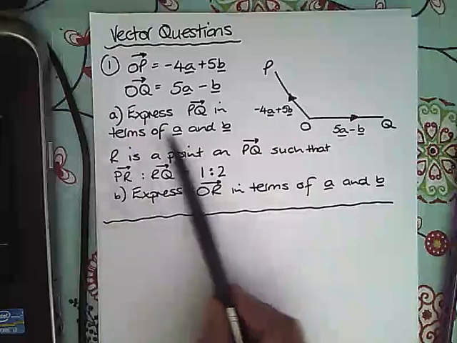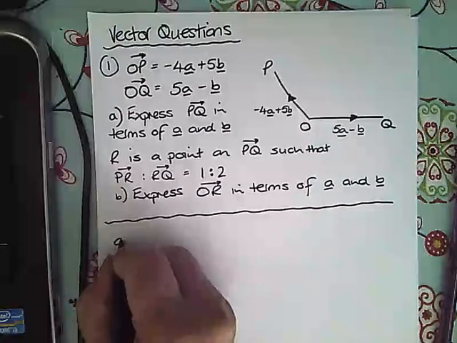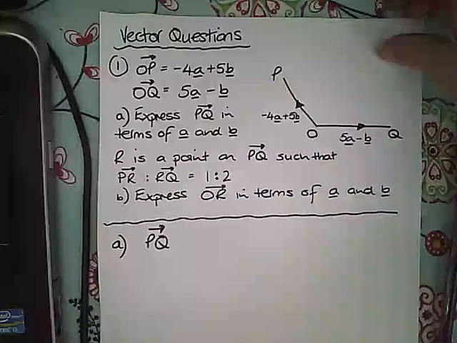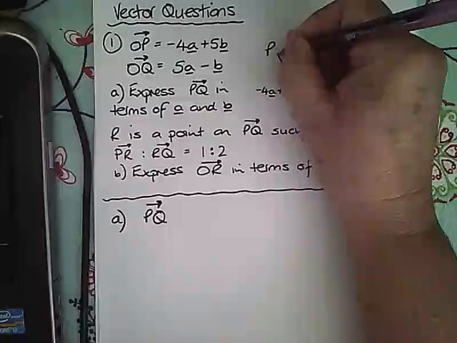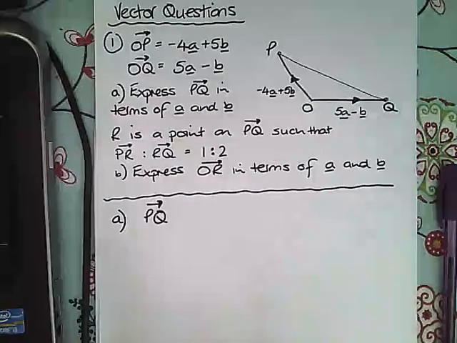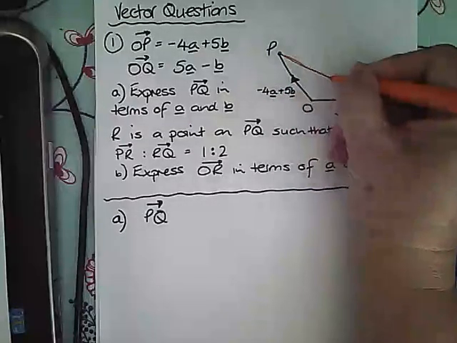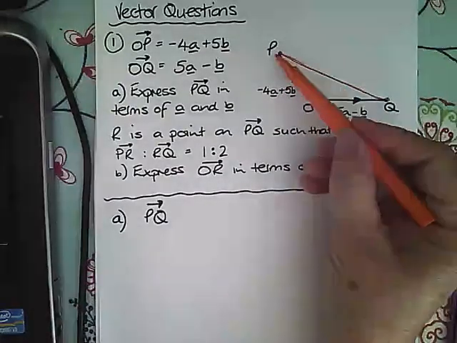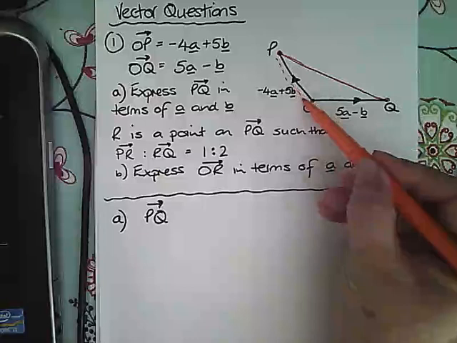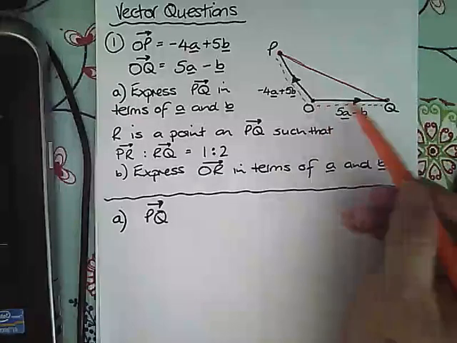The question asks us, first of all, to express the vector PQ in terms of A and B. So I'm going to answer part A here. So P to Q. I would start by looking at how I get from P to Q, doing a journey. Let me do this in a different colour pen. So P to Q, going along here. I first of all have to go from P down to O, along here. And then once I've got to O, I would have to go along here from O to Q.